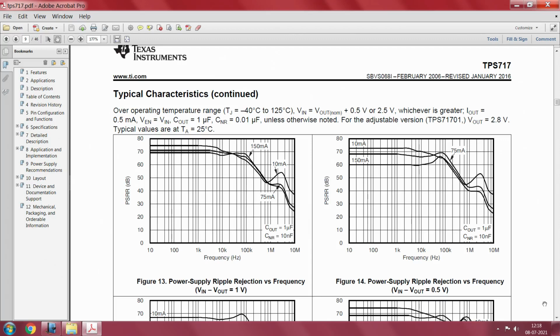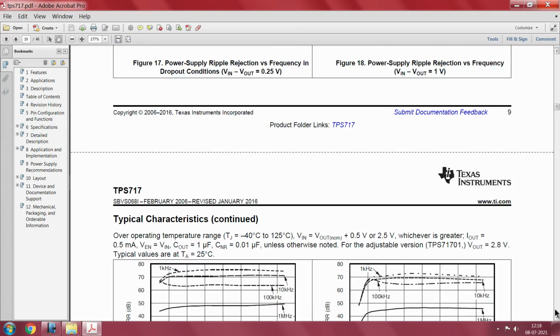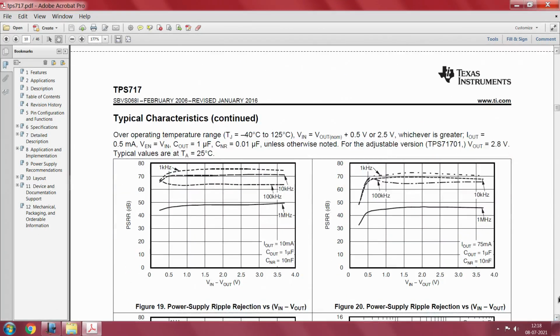Similarly, PSRR versus frequency are interesting plots. You can see that at higher frequencies the PSRR drops, and you have to somehow find a solution if your input indeed has high frequency components and you want to circumvent this problem. There are also pictures related to junction temperature. These are very important.